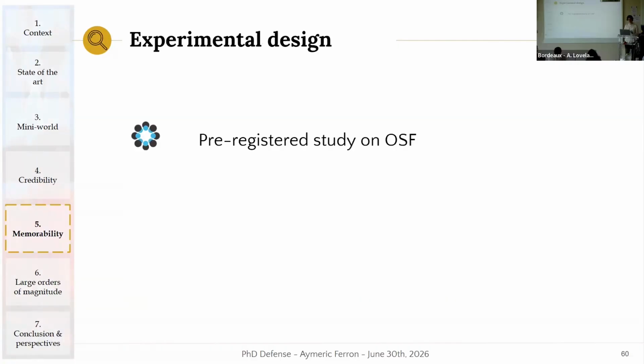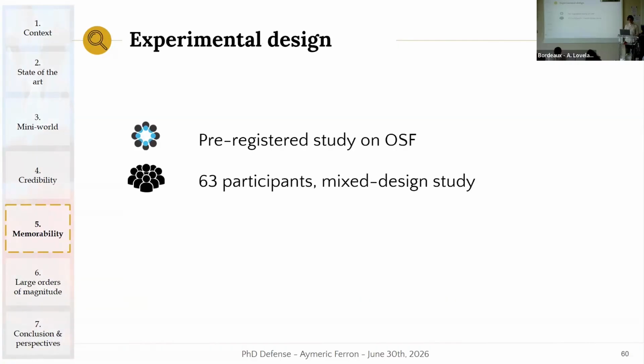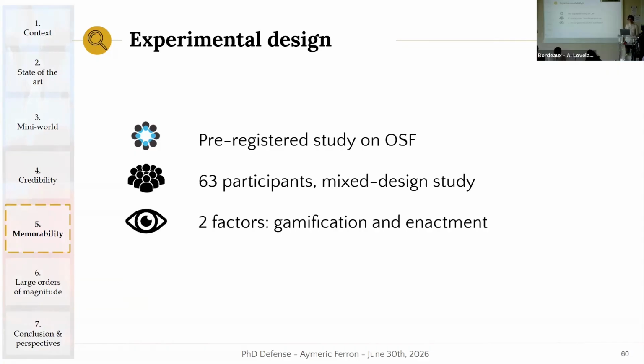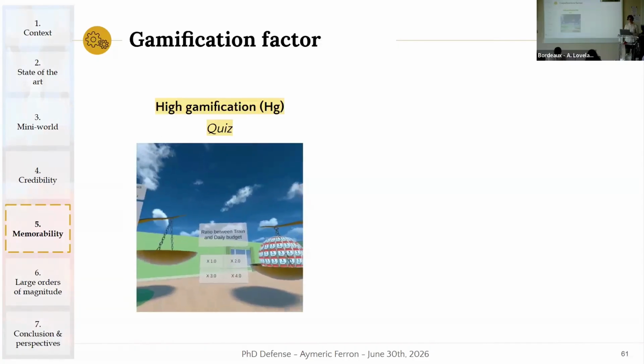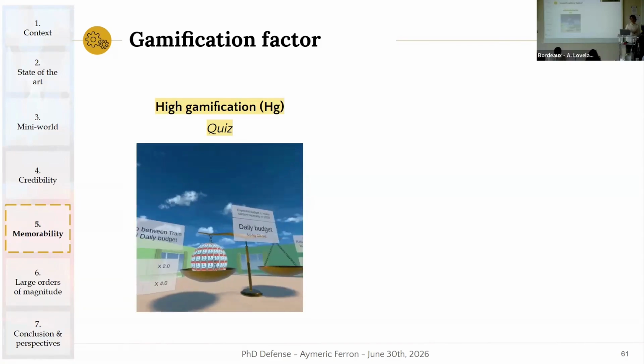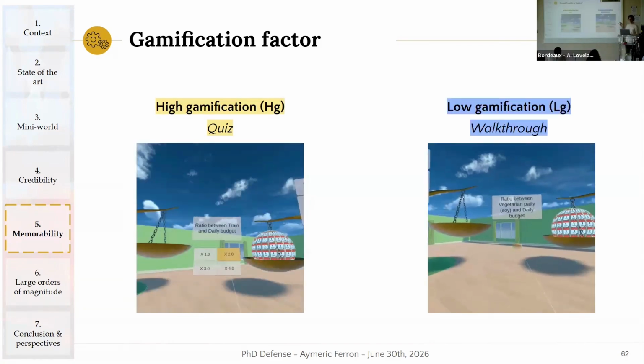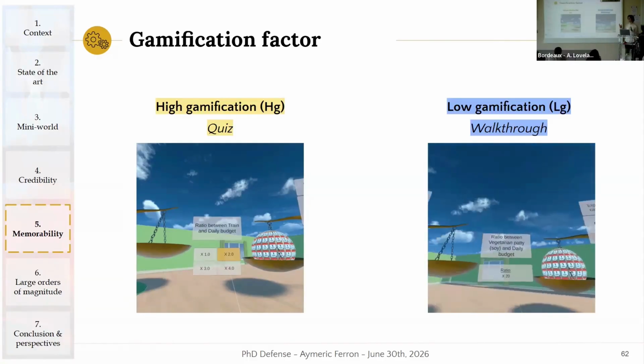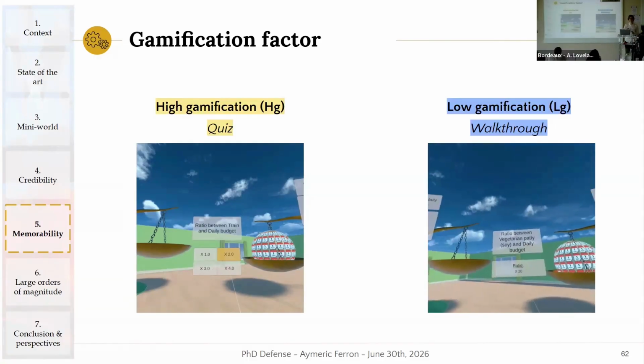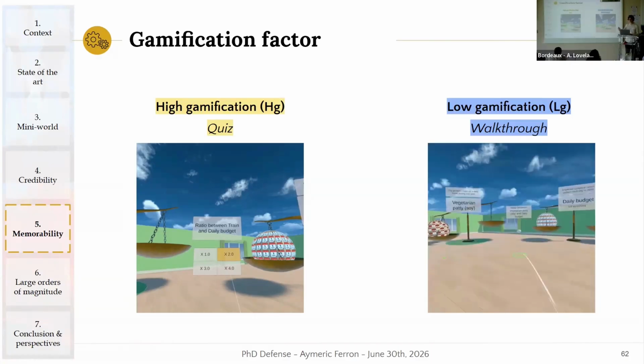We created a study that we pre-registered on OSF. We got 63 participants. It was a mixed design study. And we got two factors, gamification and enactment. So for the gamification factor, it could be either high, so it's the game I was talking about with the points and the leaderboard, or it could be low gamification, where here is just a simple walkthrough. People are moving around in VR, clicking on a button to display the values.